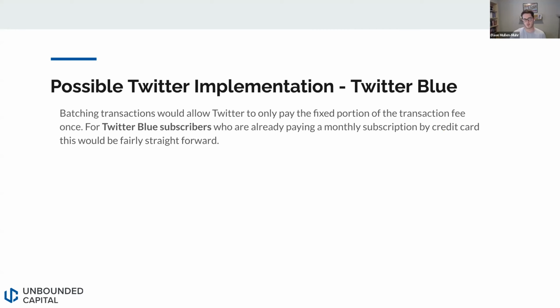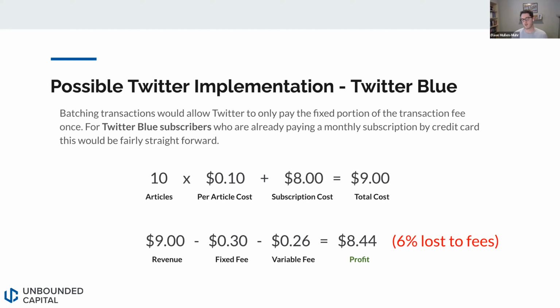For the Twitter Blue subscribers, one relatively straightforward way would be to batch transactions. So allow users to do this one-click purchase of articles, count up how many articles they read, and at the end of the month, tack this onto their subscription bill. So if someone's reading 10 articles per month, and let's say that 10 cents per article cost is the standard, at the end of the month, they owe $9. So 30 cents in fixed fee, 26 cents in variable fee, and now Twitter profits $8.44. This is very close to what they have currently with just their current subscription, $8 at the end of the month cost, and they're losing about 6% to fees.